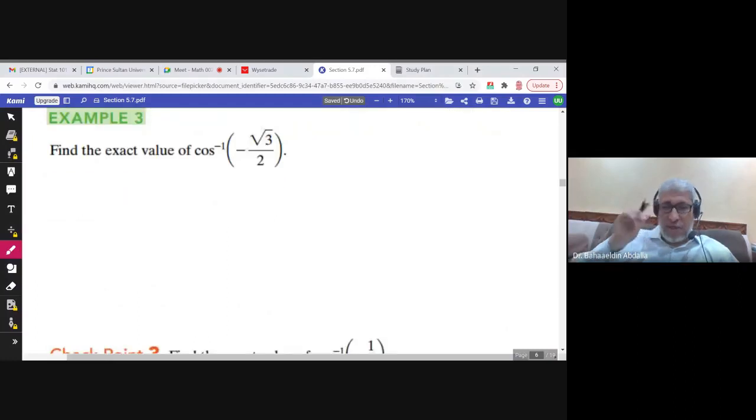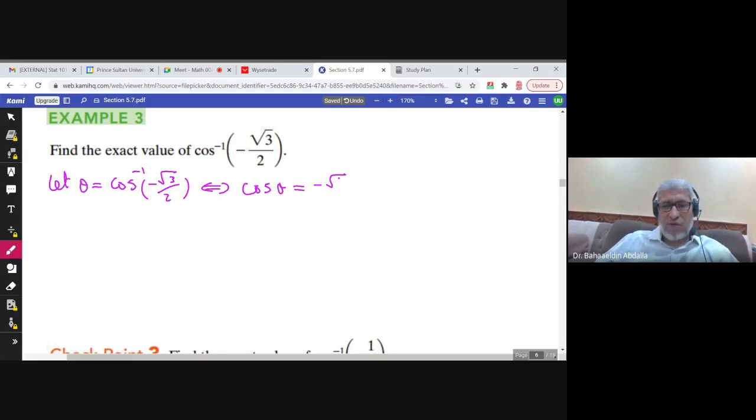So for example here, find the exact value of cosine inverse of this number. First thing we say, let theta equals cosine inverse -√3/2. So that's the first step. We write cosine inverse theta, and then we use the definition. So the definition says cosine theta would be equal to -√3/2. Now you notice that cosine is negative, and you know that theta is in the domain of cosine, so theta belongs to the interval from 0 to pi.